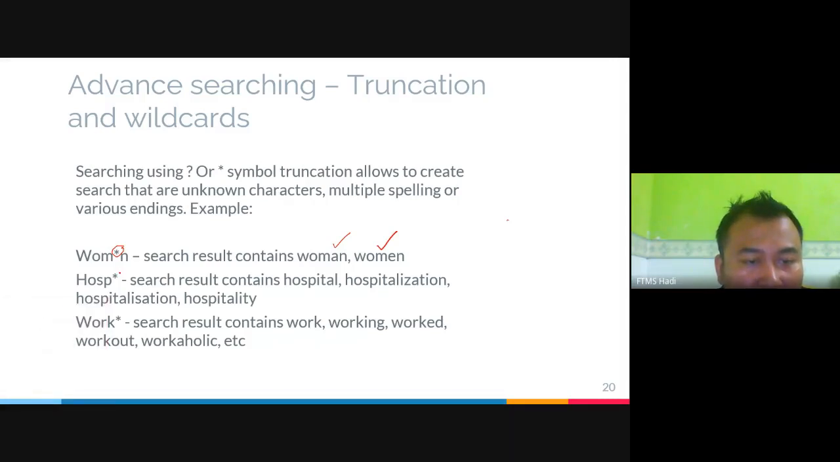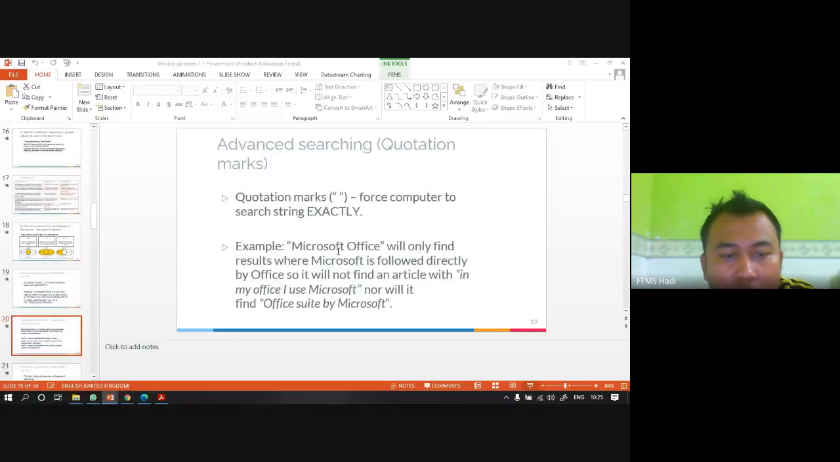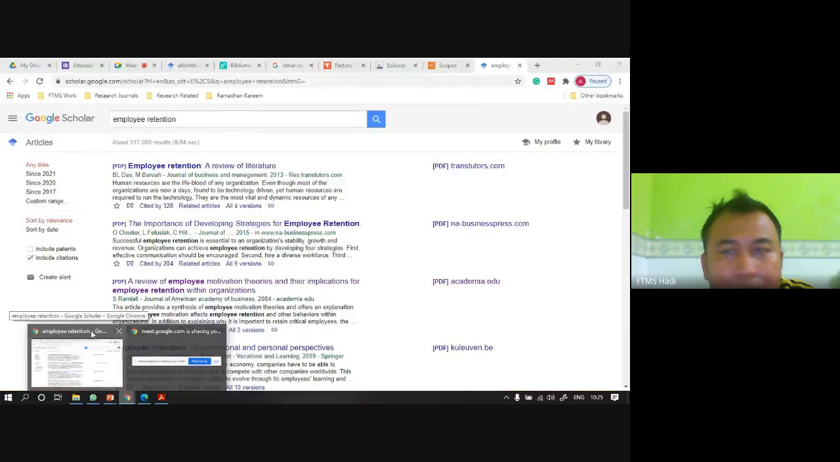How about this one, hosp*? We call this truncation also. Truncation and wildcards, what does that mean? If you put hosp*, it will come up with hospital, hospitalization, hospitality. That means it will expand the words because of the asterisk. Work* also contains work, working, workout, workaholic, and so on. So this symbol is quite important as well. Let me show you an example of this.